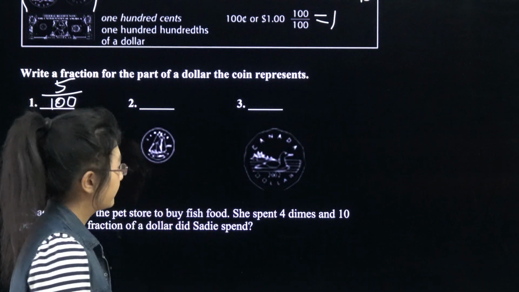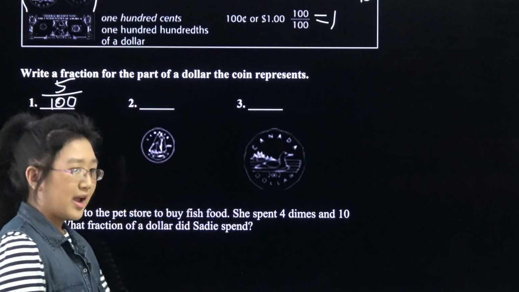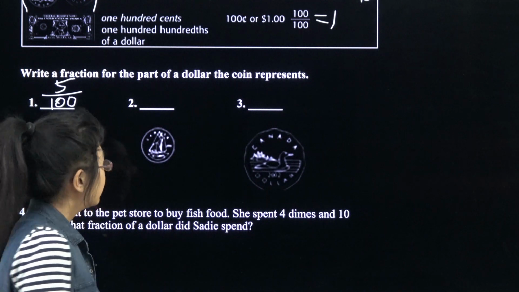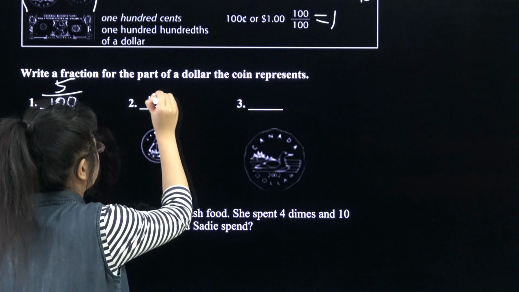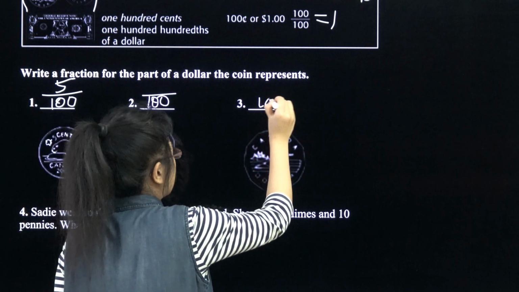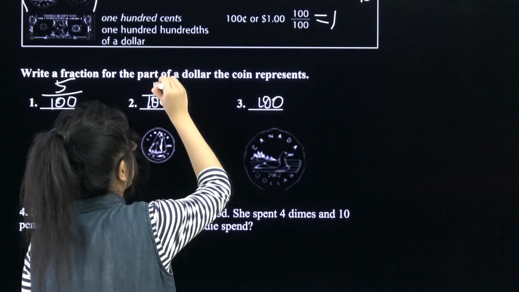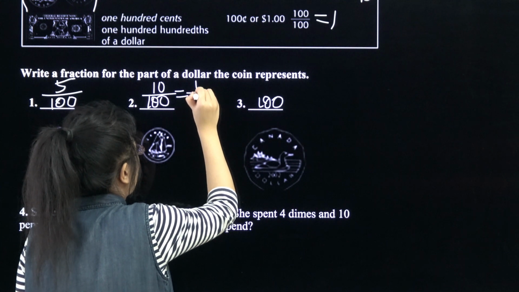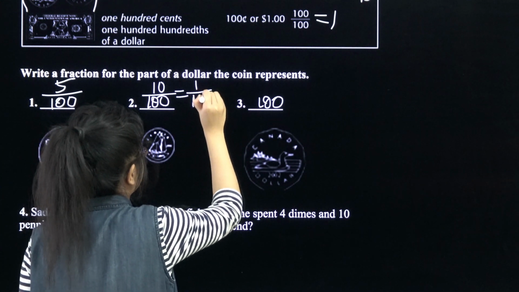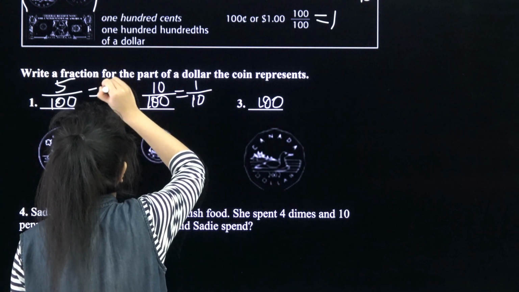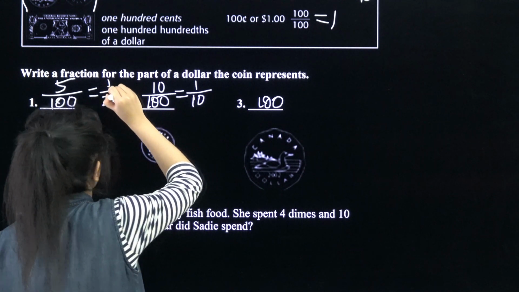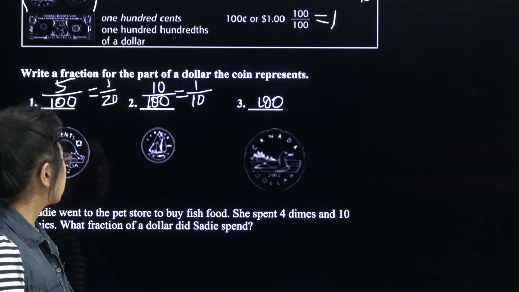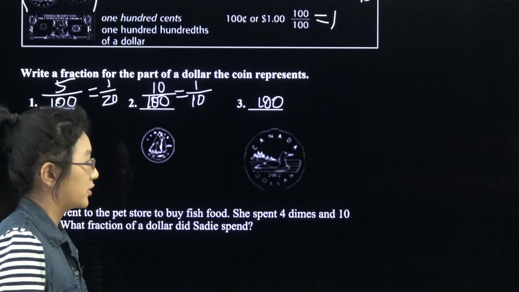Now this one. It's a dime. A dime is 10 cents. Everything's over 100 for this. A dime is 10 cents, so it'd be 10 over 100, which also equals 1 over 10. This also equals 1 over 20. This is why 20 nickels is equal to a dollar and 10 dimes is also equal to a dollar.